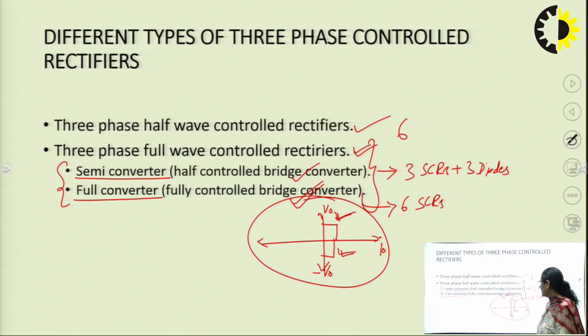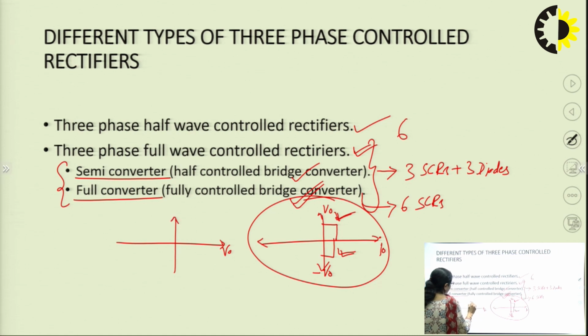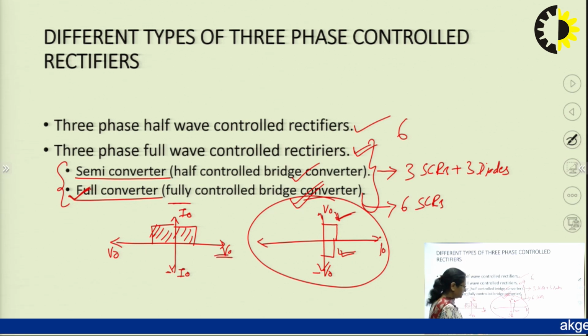If suppose I draw it differently, if I am taking V0 over the horizontal axis and I0 over the vertical axis, then these two quadrant converters, that is the full converters, for example, will operate in the first quadrant and in the second quadrant. So, always keep in mind what you are having over the x-axis and over the vertical axis.